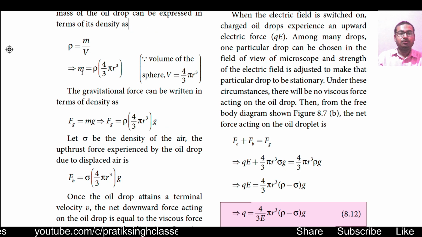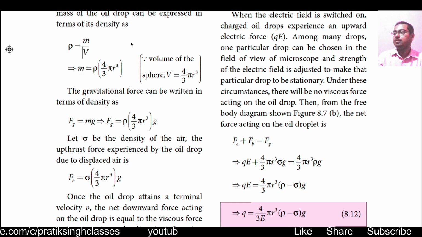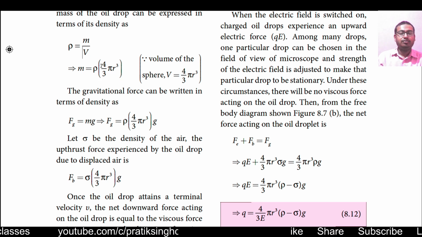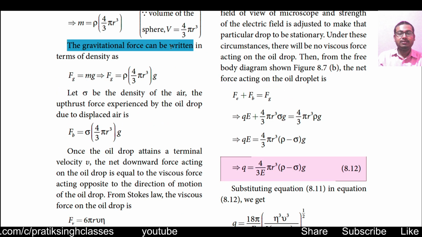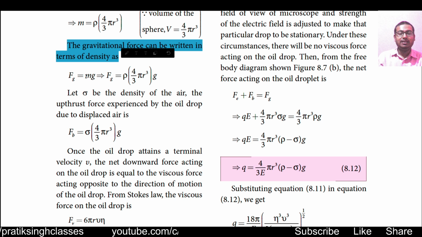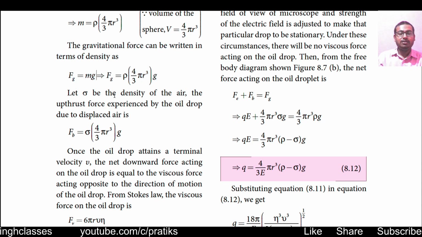So we will have mass is equal to density into volume, as given here, and we know very well that the IL drop is perfectly spherical in shape. If the radius of the IL drop is r, then the volume will become 4 by 3 pi r cube, that is the volume of a sphere. The gravitational force can be written in terms of density as Fg is equal to mg, or at the place of m, we can write rho into 4 by 3 pi r cube. So Fg, the gravitational force, is equal to rho into 4 by 3 pi r cube into g.